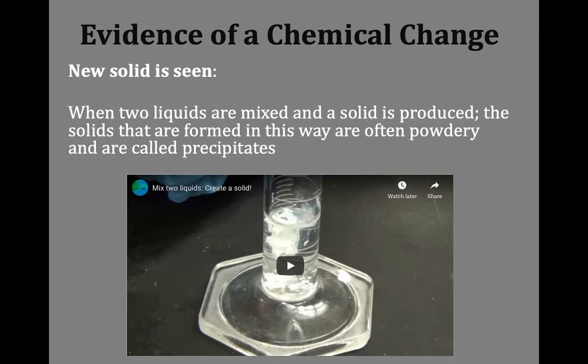So when two liquids are mixed and a solid is produced, the solids that are formed in this way are often powdery and are called precipitate. Now the precipitate, the powder that's formed, the solid that's formed, that is our evidence of a chemical change. Just because you have a solid and a liquid and you still have solid at the end of that reaction, that doesn't mean that a new substance has been formed. So let's take a look at a video that shows this.